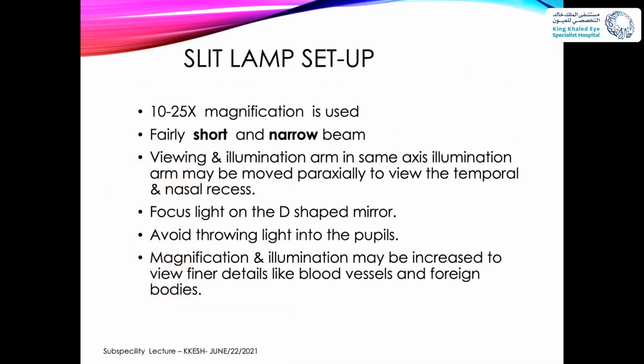For the slit lamp settings, it's important to utilize a magnification of either 10 to 25 and not to go beyond that, because otherwise the images will not be very clear. Use a short and narrow beam, and as I told you, you can move the light source right and left to evaluate nasal and temporal, and focus the light on a D-shaped mirror in cases of a 3-mirror Goldmann. Avoid throwing the light, as we said, too much into the pupil, and use magnification if needed for finer details.